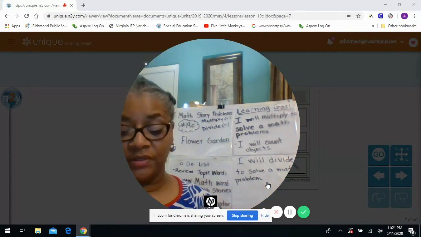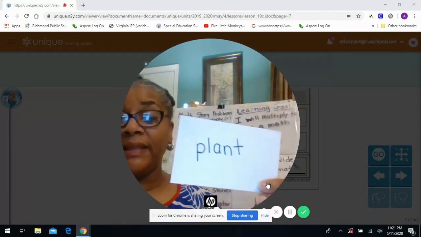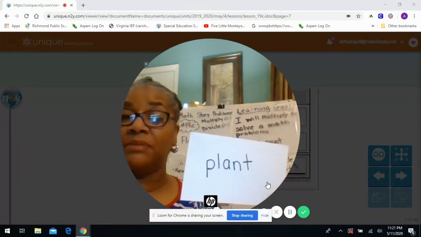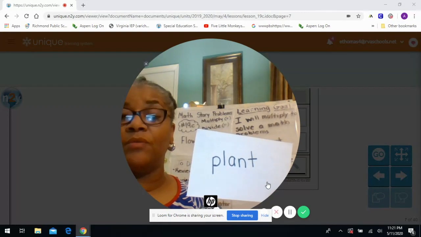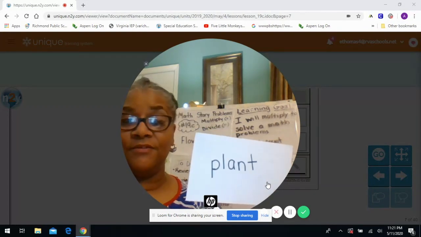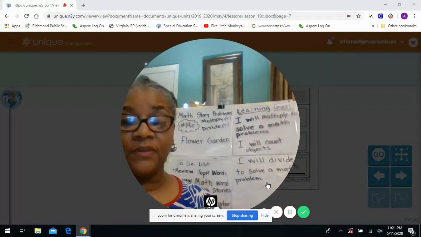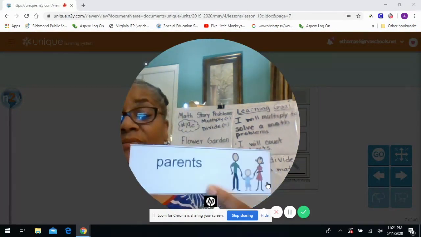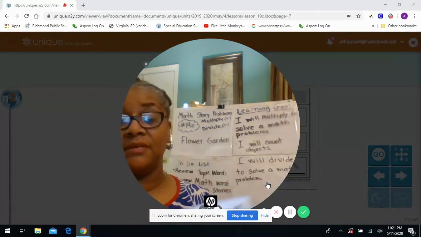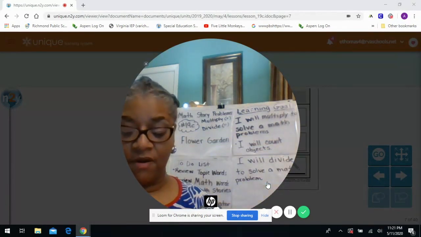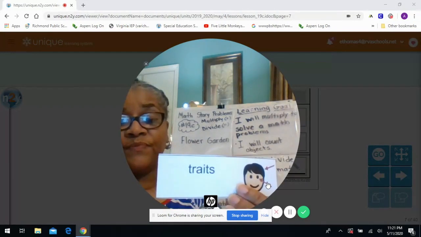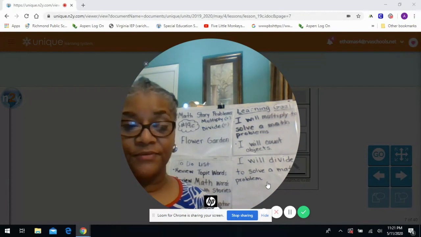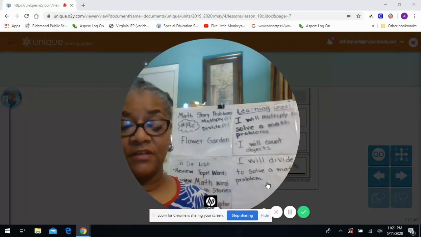They're going to be working in the garden, so they're going to plant. Plant can be a verb and could be a noun. You're going to put the seeds in the ground and grow plants. Also with DNA, we get our traits from our parents, either our mother or our father. Traits make us look different from others, like the color of our hair and the color of our eyes.